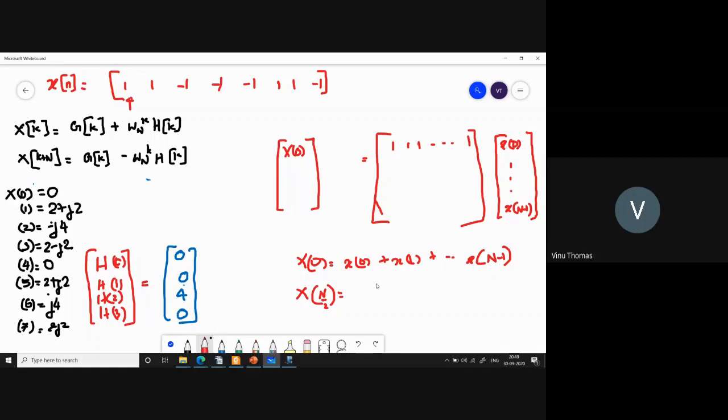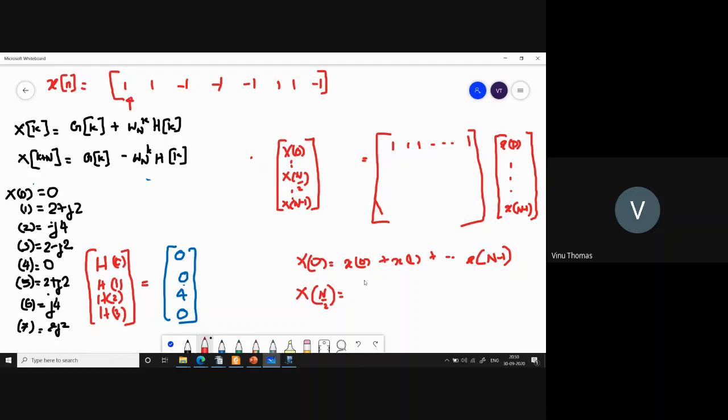What would be x of n by 2? So you have several values here. So you have x of n by 2. So this will be x of n minus 1. What would be x of n by 2?